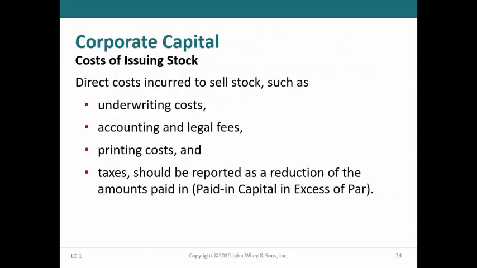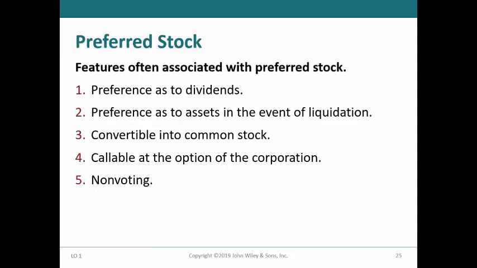The direct costs incurred to sell the stock, such as underwriting costs, accounting and legal fees, and printing, as well as the taxes levied on the sale by the state, should be reported as a reduction in the paid-in capital in excess of par. As we mentioned previously, preferred stock differs from common stock in that it has preference to dividends and to assets in the event of liquidation.